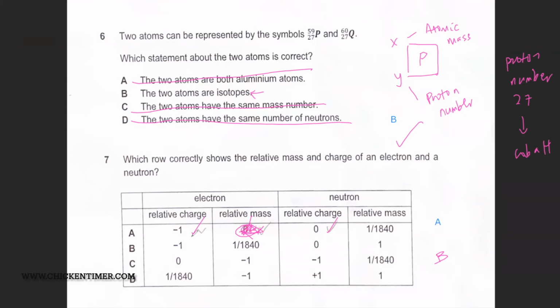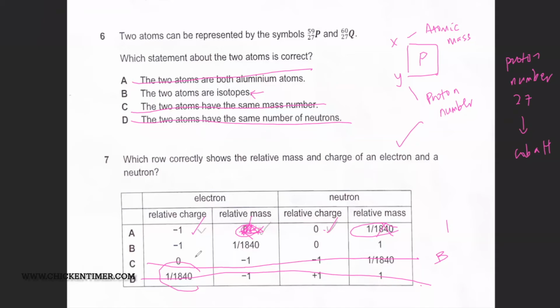This is not 0. So relative charge is correct because it's negative charge. Neutrons are neutral, so they have no charge, 0. Then the mass is 1. The neutron and proton have the same relative mass and are bigger than the electron. So this one is out. This one with the charge 0, and this one is wrong because there's no such charge in our textbooks or in whatever we learn.